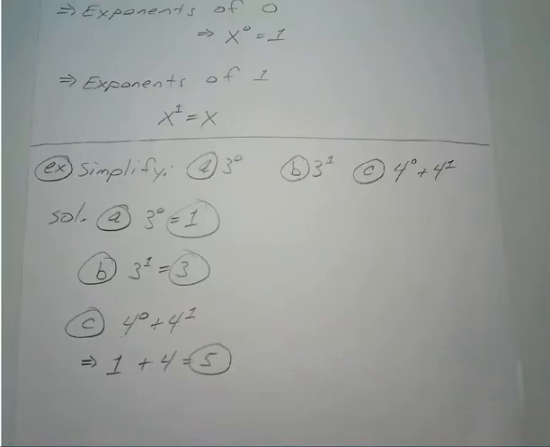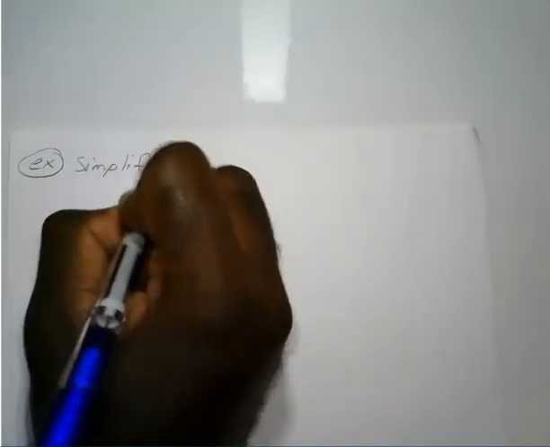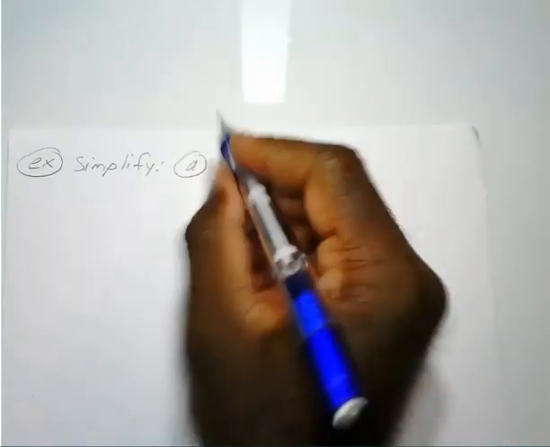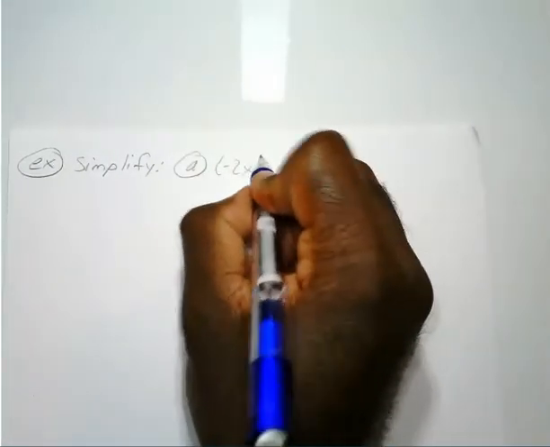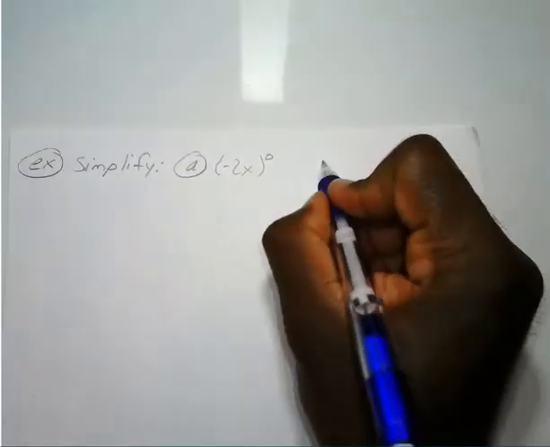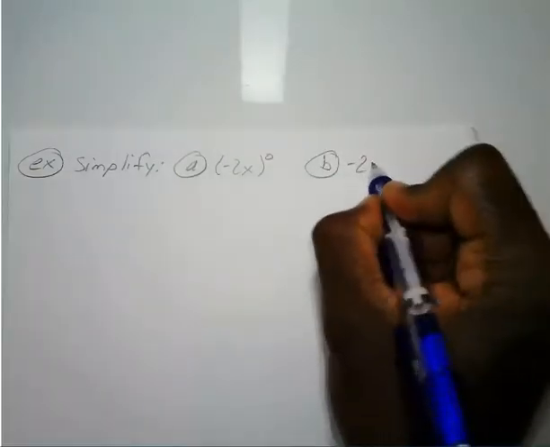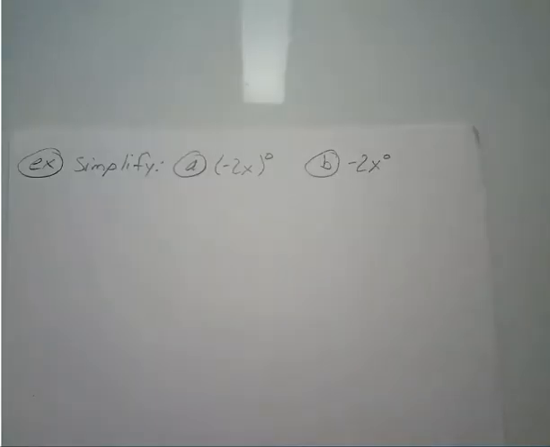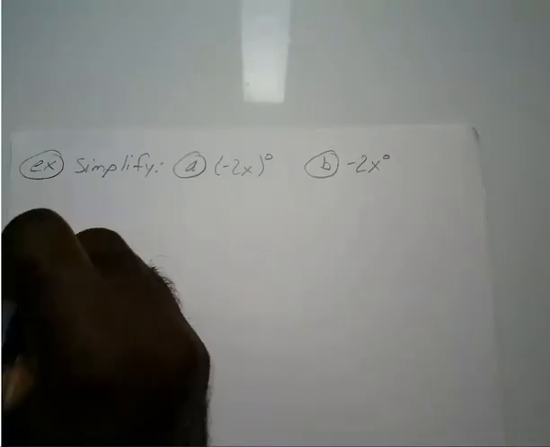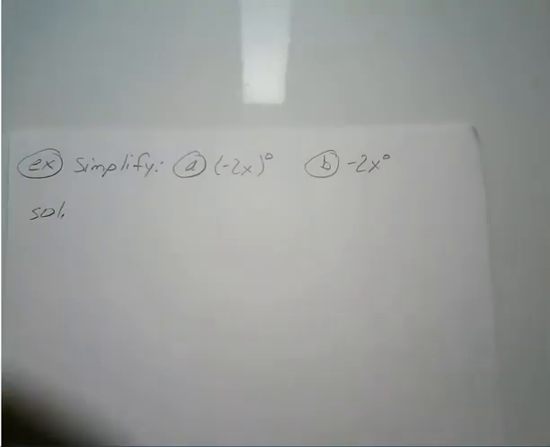Alright, so let's go ahead and do another couple of examples. What if we wanted to simplify, say for problem A, negative 2x, and that entire thing raised to the power of 0. And let's say for problem B, we have negative 2x and just the 0 there. Again, just showing the importance of parentheses and knowing how to specifically solve them.